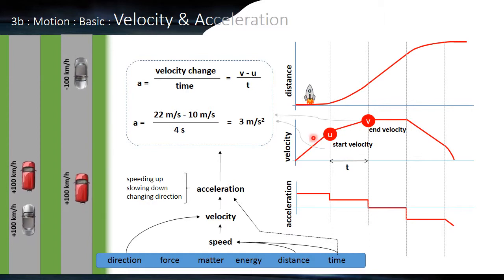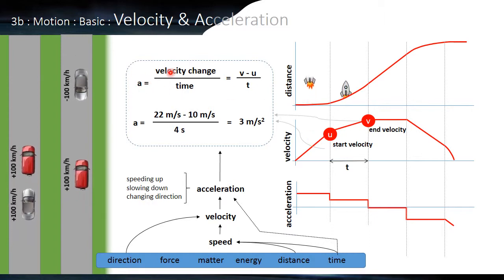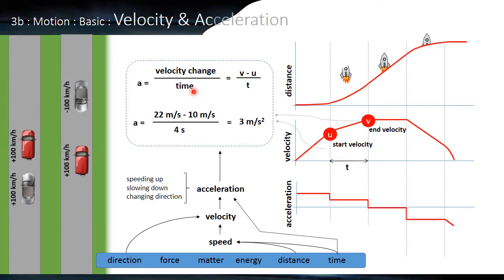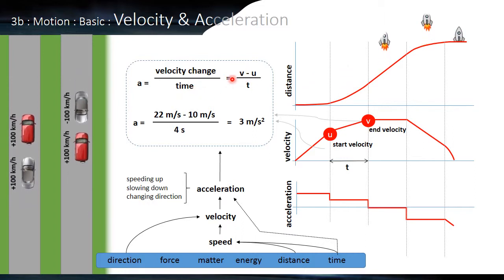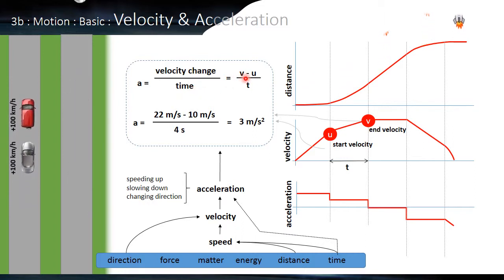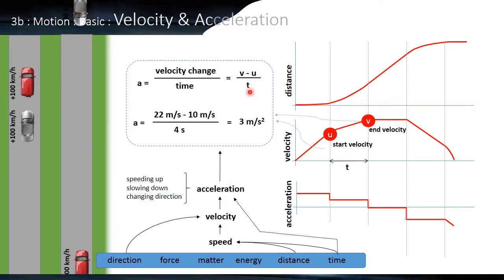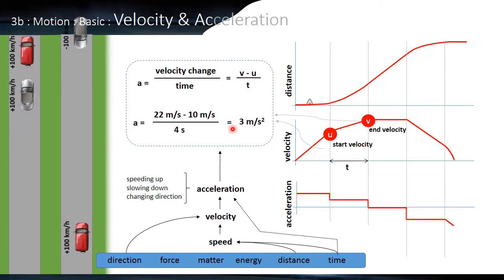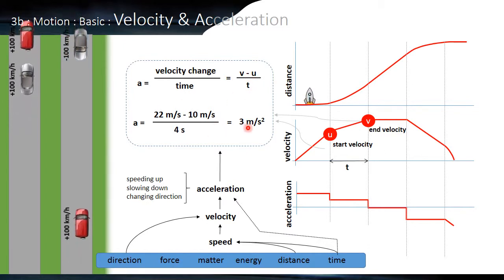So if you want to calculate acceleration a bit more accurately rather than just saying strong or gentle, we have a formula here. Acceleration is velocity change divided by time taken. So we've got v, which is our end velocity, minus our start velocity, and that gives us our change in velocity, divided by the time taken. And here we've got the worked example, and that gives us 3 meters per second per second.